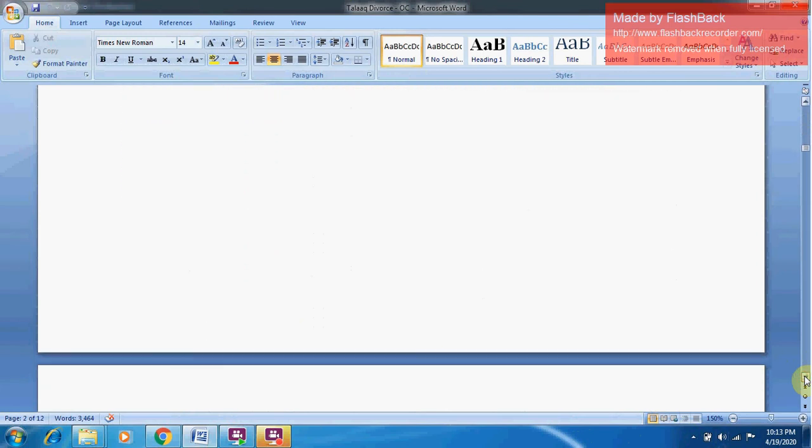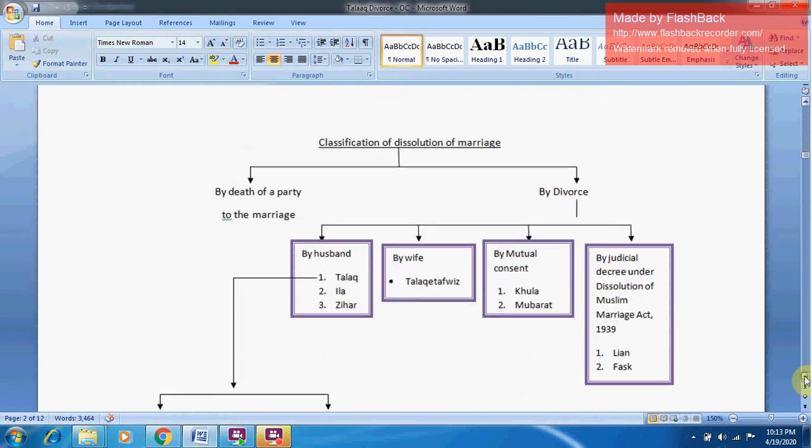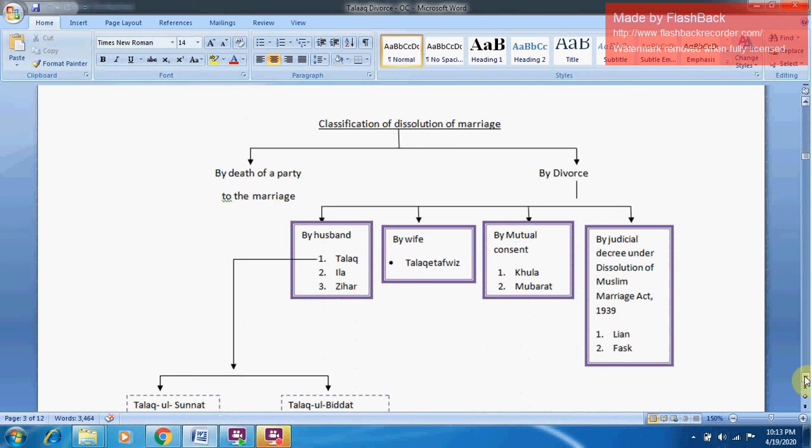Now we will come to the classification of dissolution of marriage. If you see this chart, the classification of dissolution of marriage is divided into two: by divorce and by the death of a party to the marriage. Either by the death of a party to the marriage, or by taking a divorce, the dissolution of marriage occurs. When it comes to divorce, we see four divisions. Number one, by husband. Number two, by wife. Number three, by mutual consent. Number four, by judicial decree under the Dissolution of Muslim Marriage Act 1939.